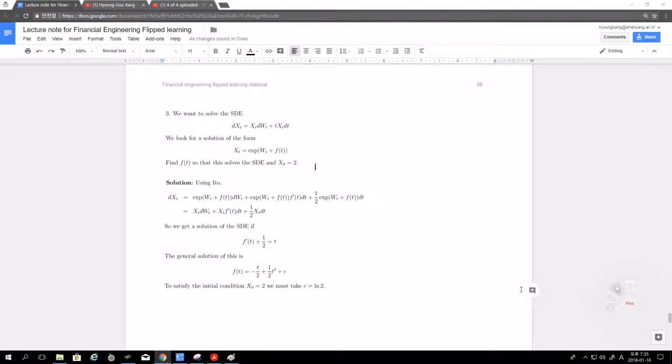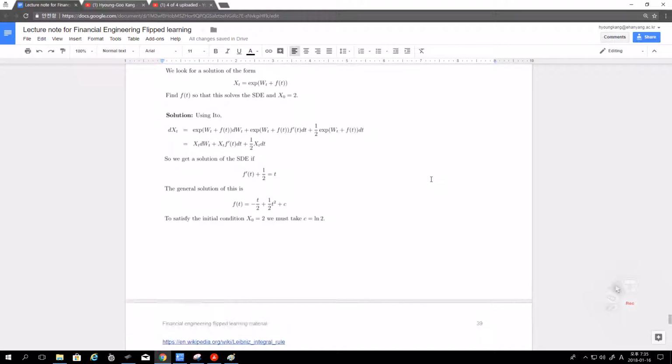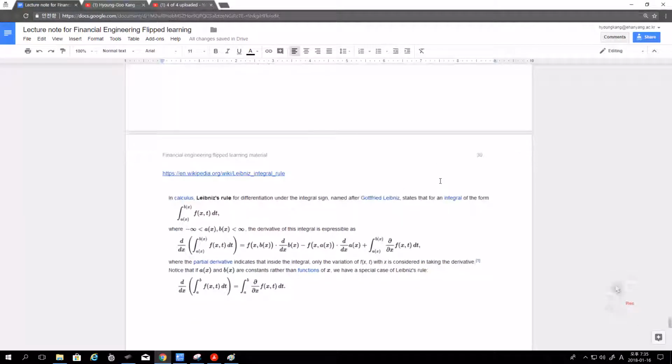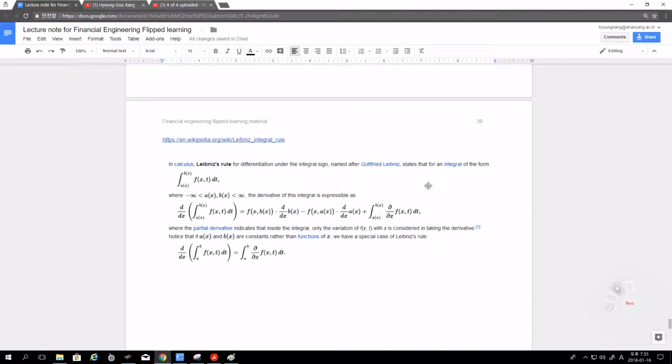Okay. So I took a slightly different approach. Basically, in my approach, I manipulated this part. But in this solution, they manipulated this part. Okay. And this is not stochastic calculus, but in other problems, this is very frequently used.